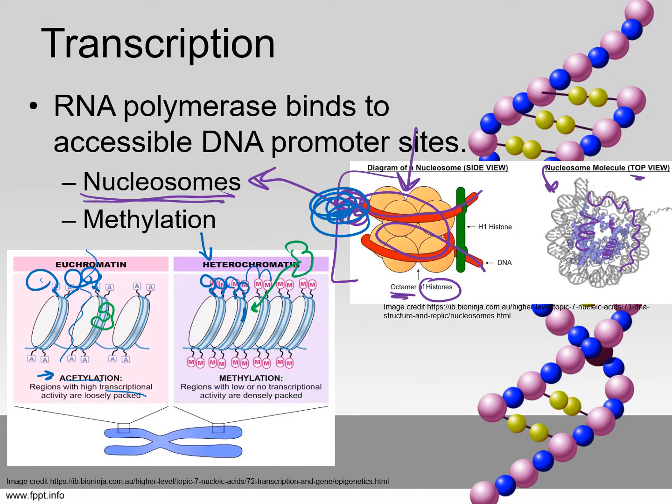How I remember this: M for methyl, M for mute. So if I add a methyl group, I have muted that gene. We've kind of turned it off, or we've made it quite quiet. As opposed to acetylation, A for access. So if I have an acetyl group, I have increased the accessibility of that promoter site. We have more access, and so more transcription will happen.